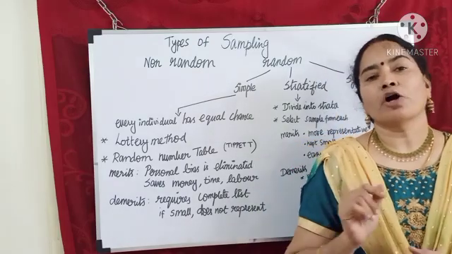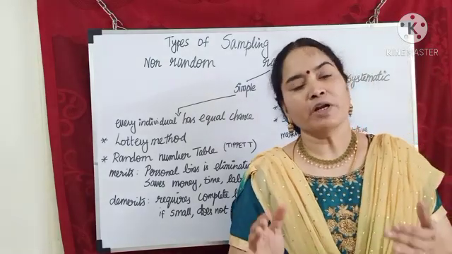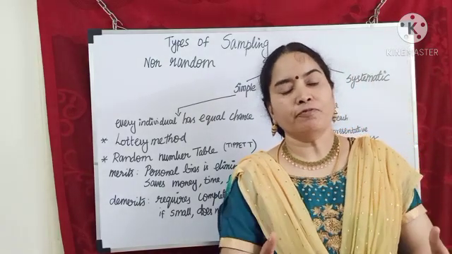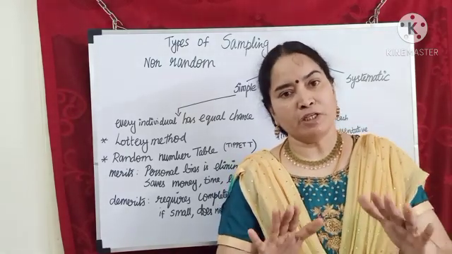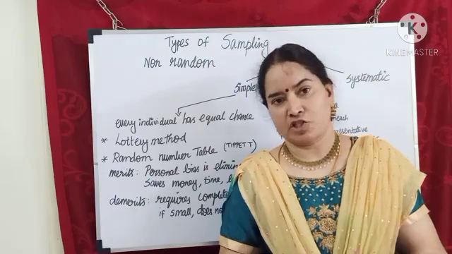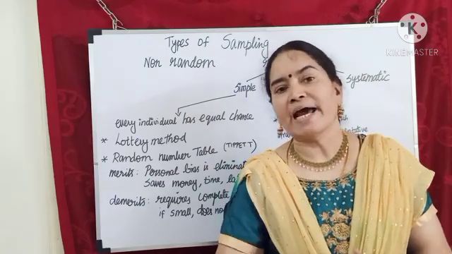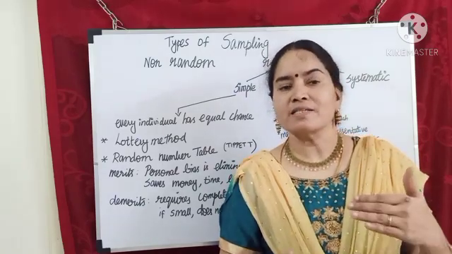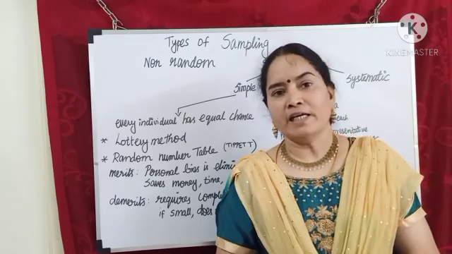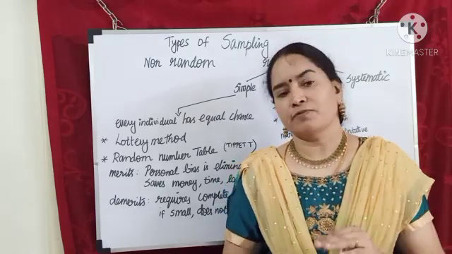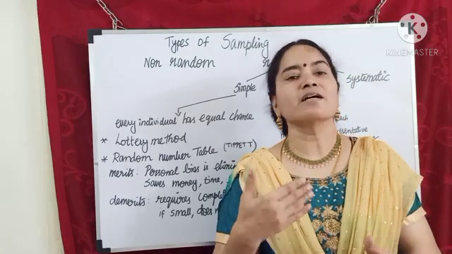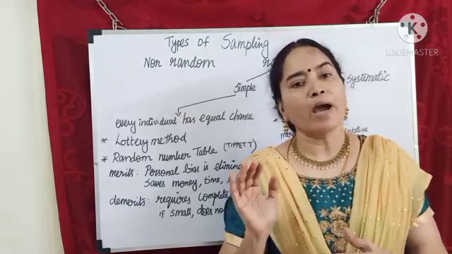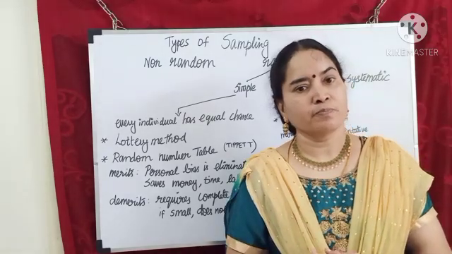What is this lottery method? For example, there are 50 students in front of me. Let me take the 50 students as my population whom I want to analyze. I want to get a sample of only 10 children from the 50. There are 50 in front of me, but I want only a sample of 10. How am I going to go about it?